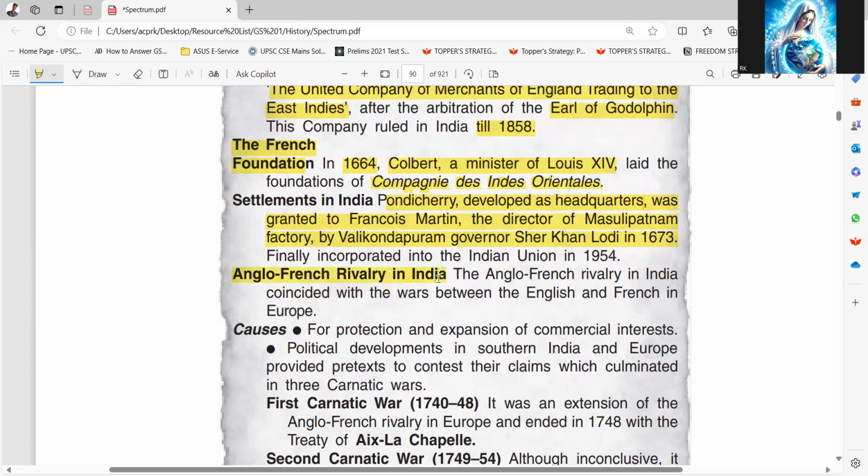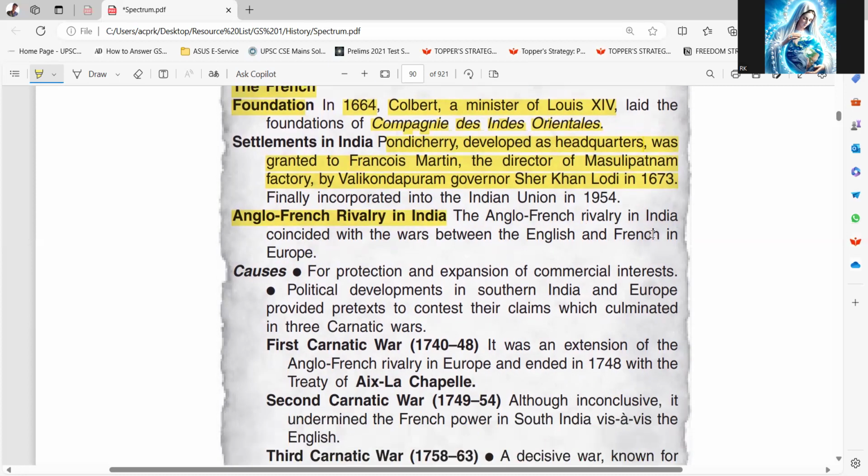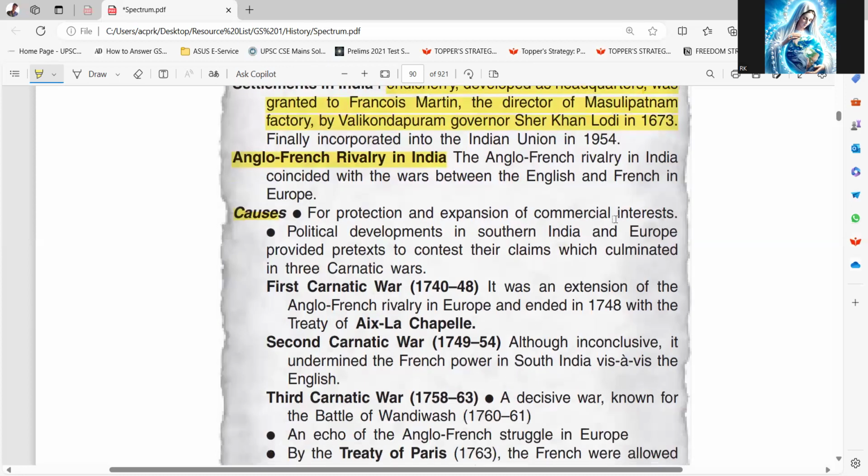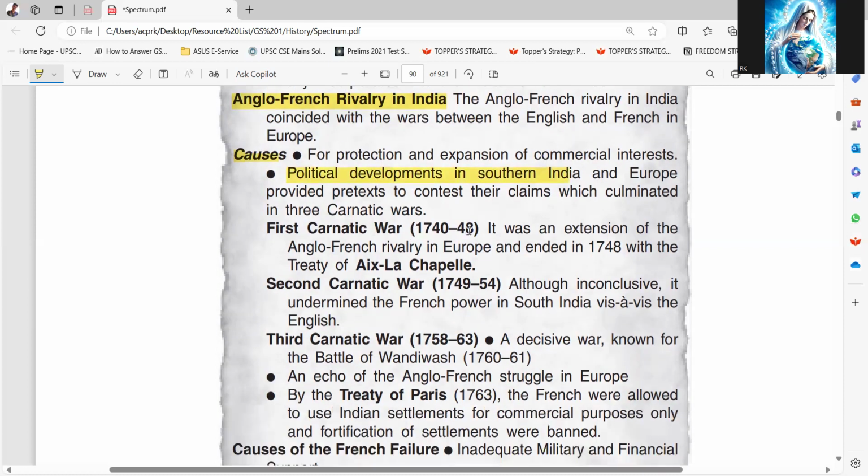Anglo-French rivalry in India. The Anglo-French rivalry in India coincided with the wars between the English and French in Europe. Causes: for protection and expansion of commercial interests, for political developments in southern India and Europe, provided pretext to contest their claims, which culminated in three Carnatic Wars.